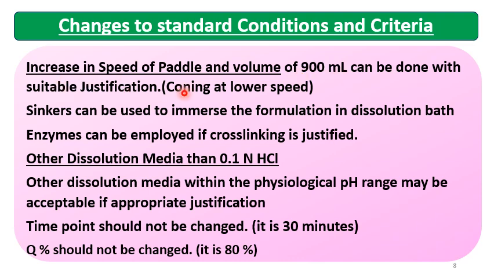with suitable justification. Like if your product is showing coning at the lower speed, like 50 rpm paddle, then you can go for increase in the paddle speed. So directly we should not go to 75 rpm. In increments of 5 or 10 we can go and we can provide the data. Like 50 rpm you have done, you go to 55, 60, 70, 75, like this. All the data should be generated.